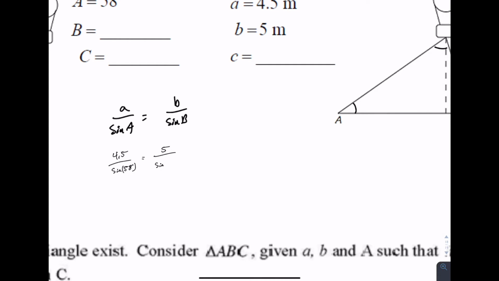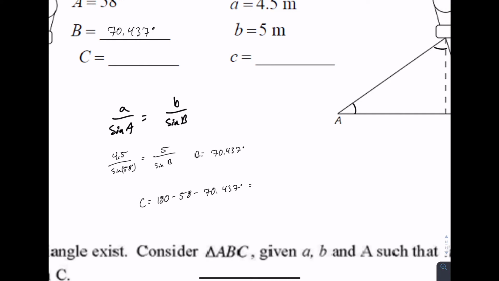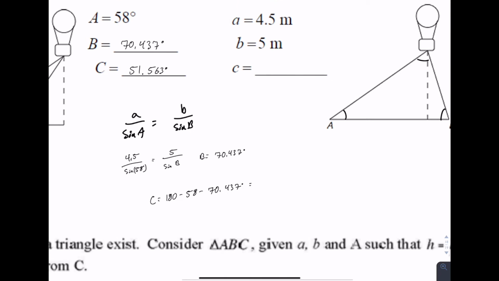Now, I've already showed you how to solve for this on a calculator, so just plug and chug. So now we know that B equals 70.437 degrees. And then for angle C, you just do the old switcheroo, subtract everything from everybody. So C equals 180 minus 58 minus 70.437 degrees. Subtract all that on the calculator and you end up with 51.563 degrees.